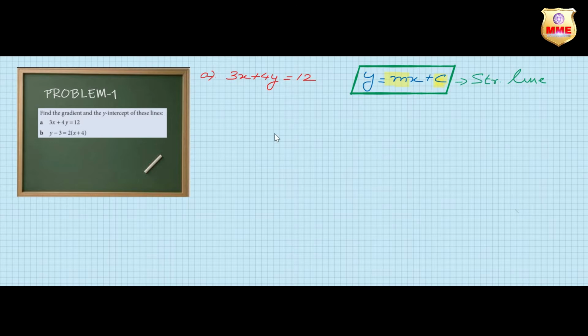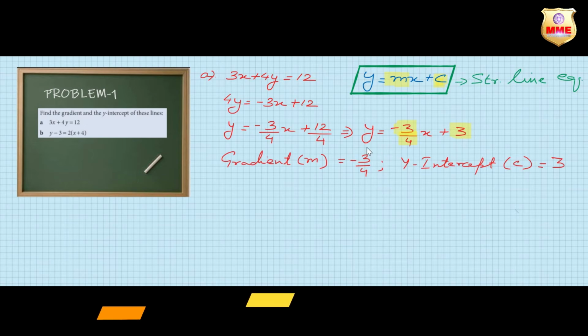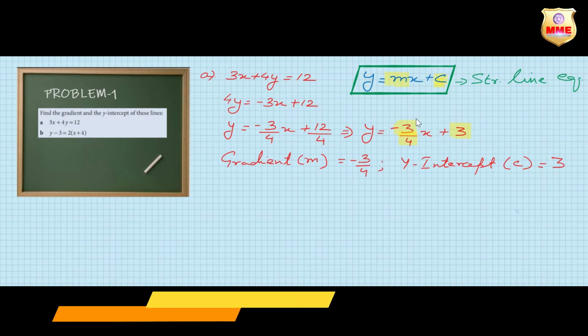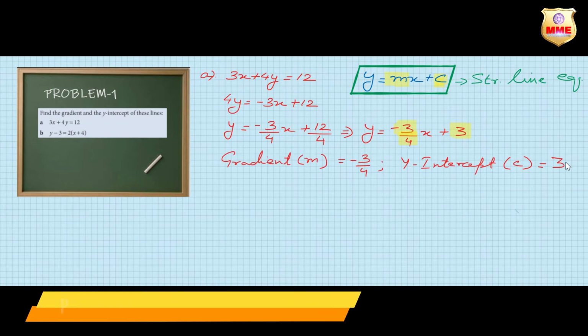So the first thing we have to do is bring the equation of the given problem into the standard straight line equation. And on solving, we get this equation y equal to minus 3x by 4 plus 3. Now we can clearly compare both the equations. So the gradient m will be minus 3 by 4 as you can see here, and the y-intercept c will be equal to 3 as you can see from this equation.